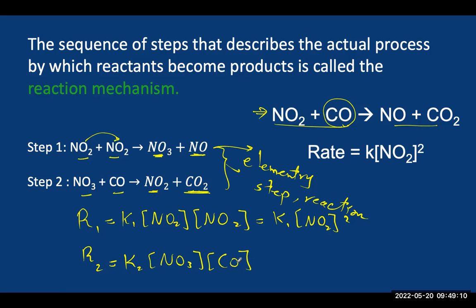So for each step in the reaction mechanism, we can write the rate of the reaction for each one of them. But of course, it will not always be like the rate of the overall reaction.